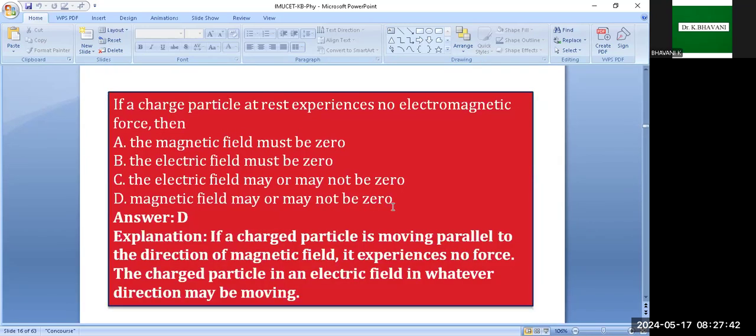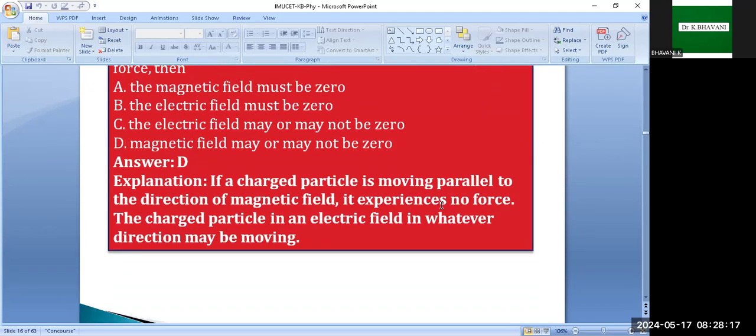And next question, guys. If a charged particle at rest experiences no electromagnetic force, then the magnetic field may or may not be zero. That is, a charged particle moving parallel to the direction of the magnetic field definitely experiences no force. So the charged particle, whatever the direction it may be moving, experiences no electromagnetic force. So the next one.